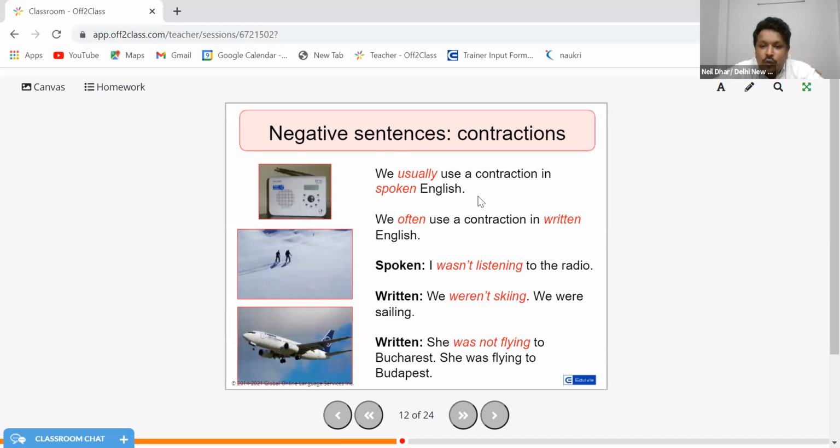Spoken, I wasn't listening to the radio. Written, we weren't skiing, we were sailing. Written, she was not flying to Bucharest. She was flying to Budapest. Okay. As we see, we weren't skiing, we were sailing. So we're using contraction in written format here. Once again, there is no hard rule that you cannot use it. Normally, when we speak, we use contractions. While writing official communication, we do not use contraction.